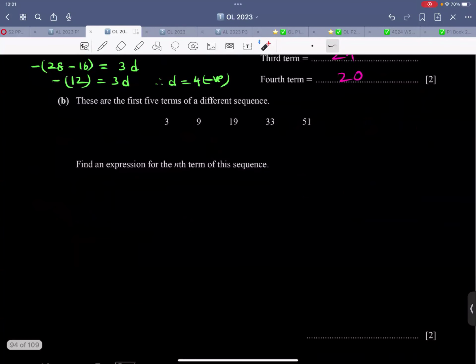Now, question part B. These are the 5 terms of a different sequence. I have a separate video on it related to quadratic sequence. This is a quadratic sequence. Now, how do I know this? First of all, the difference between 3 and 9 is 6. The difference between 9 and 19 is 10. Let me make it like this. The difference between 19 and 33 is 14.